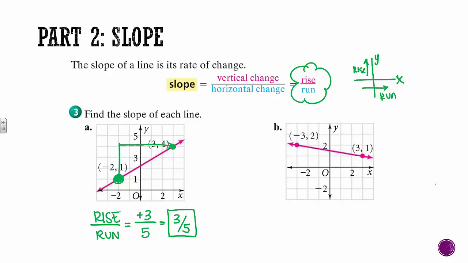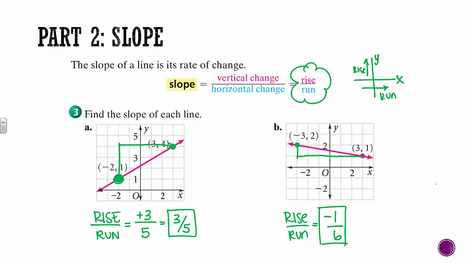And then this one here, again, we're going to do rise over run. Remember to start with a point on your left. So I'm going to have to go down 1, and we represent that with a negative, and then run over 1, 2, 3, 4, 5, 6. So this slope is negative.